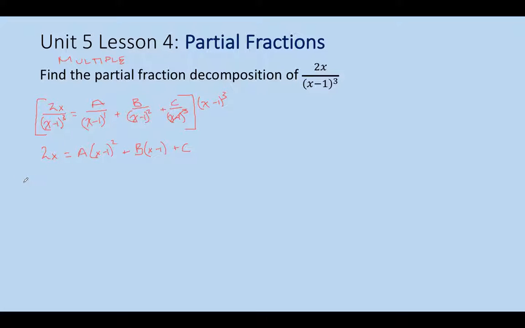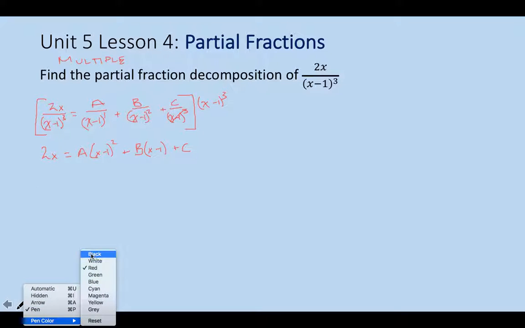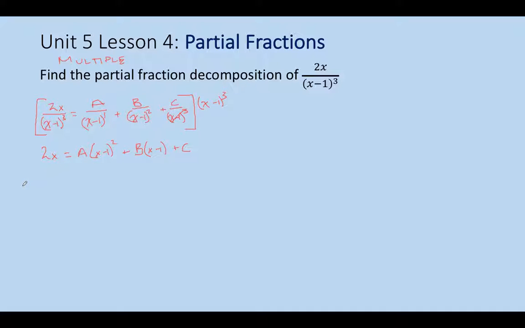Now I need to pick values for x. And I've got one that makes sense to me right off the bat, and that's x equals 1. So we'll pick x equals 1 as a value. And when I plug 1 into this equation here, I've got 2 equals, and then notice that's going to cancel out. This will also cancel out. And I'm just left with c. Hey, look at that. c equals 2.